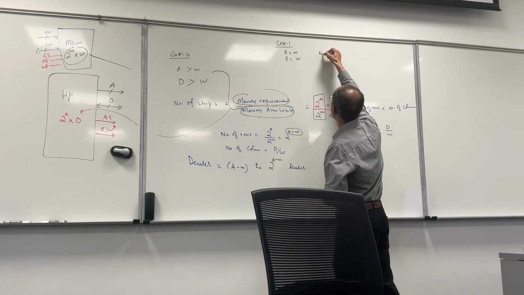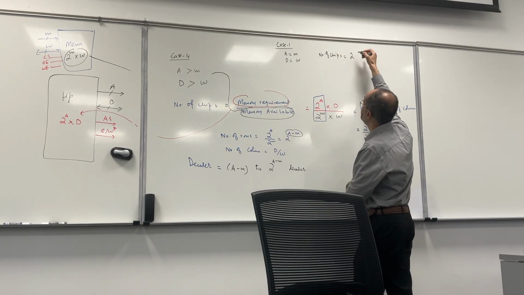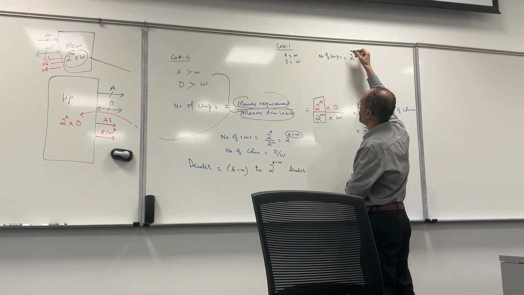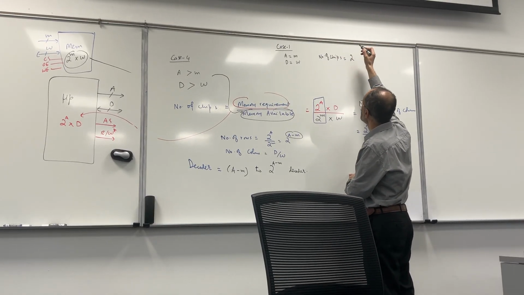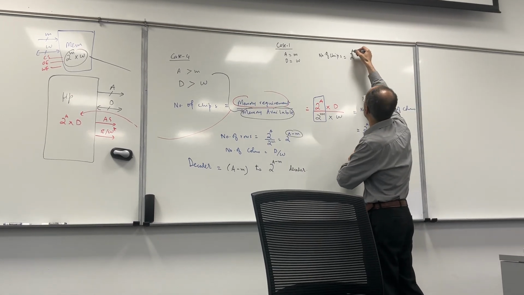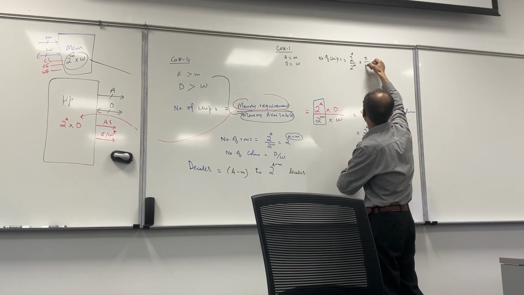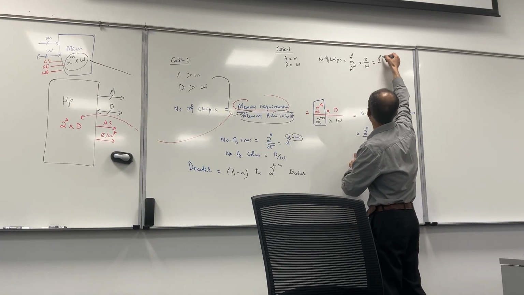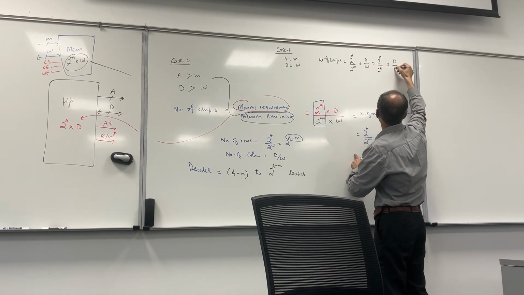The number of chips will be actually 2 to the power A minus M. So if A is, we can also write it here. The total number of chips is actually 2 to the power A divided by 2 to the power M multiplied by D divided by W. Since they are equal, we can say 2 to the power A divided by 2 to the power A multiplied by D divided by D, and they will cancel out.